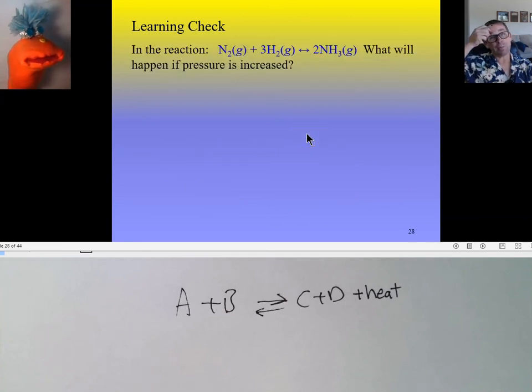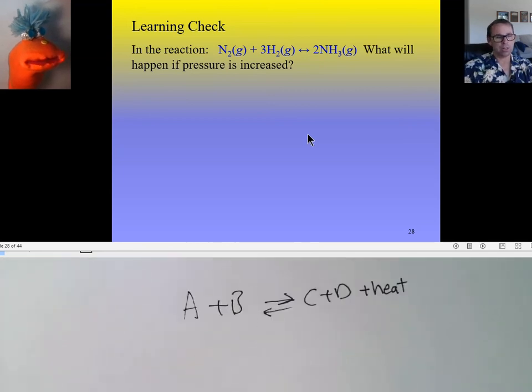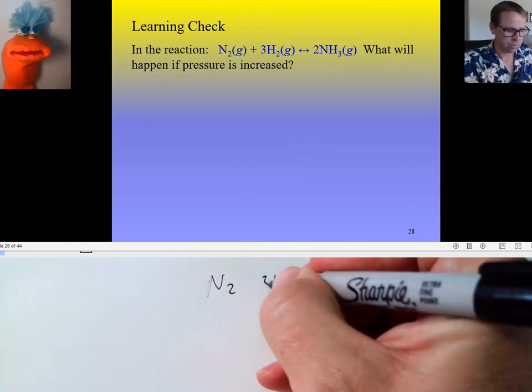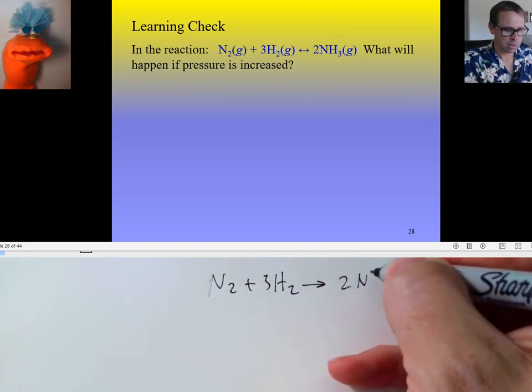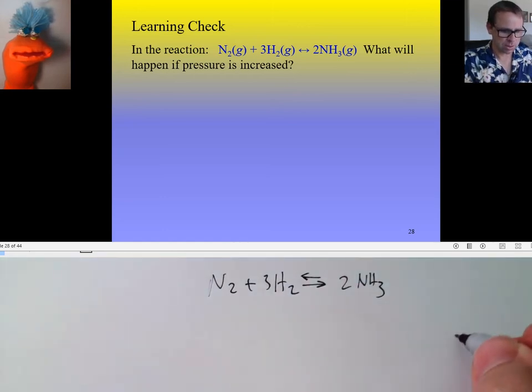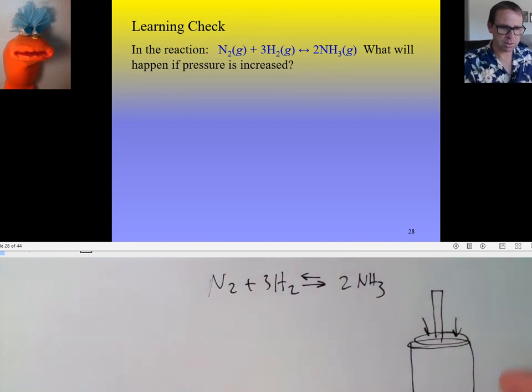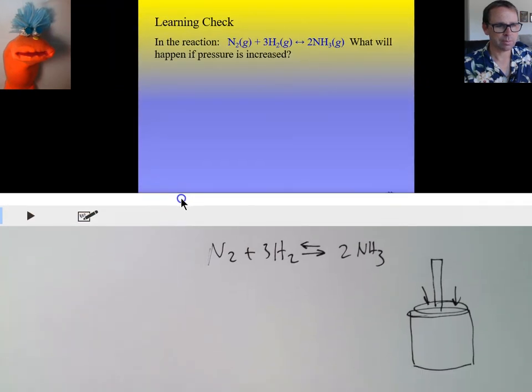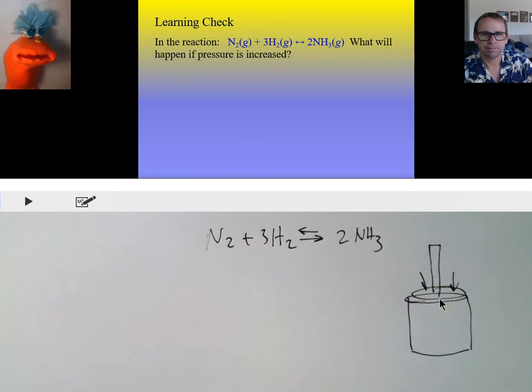Okay, what will happen if we increase the pressure on this system here? In this kind of a situation, we have N2, H2, and NH3, right? And let's say this is all occurring in some sort of a vessel here. But we have a piston on the vessel that can push down when we want to, and it decreases the volume, which will increase the pressure of the whole system. All right? How will increasing the pressure change this reaction, or will it?